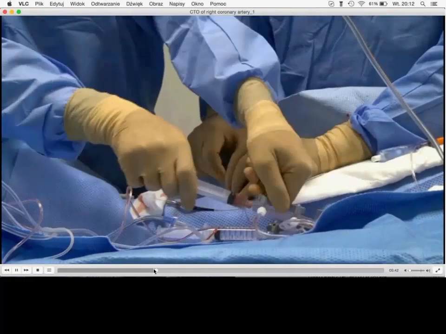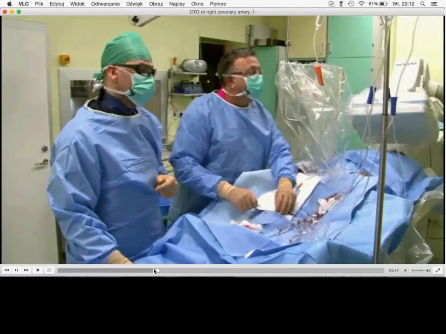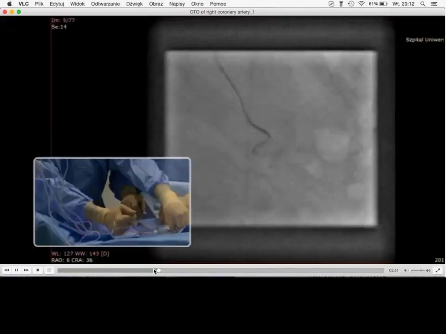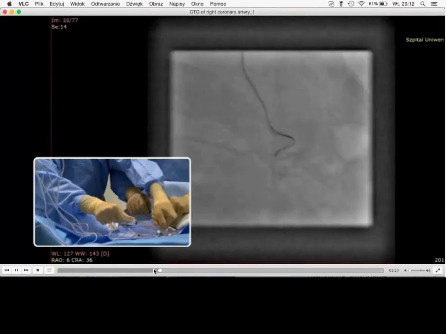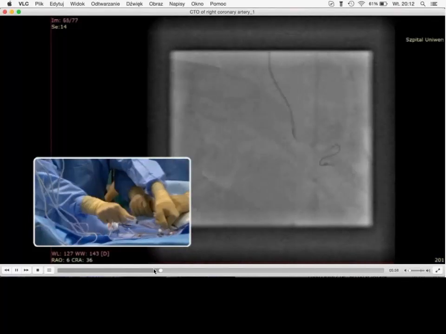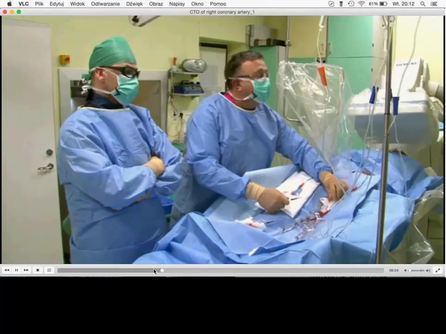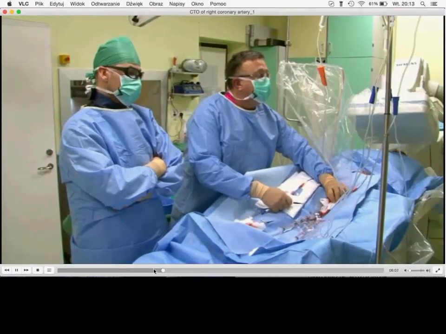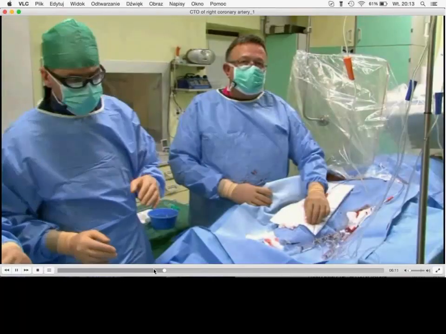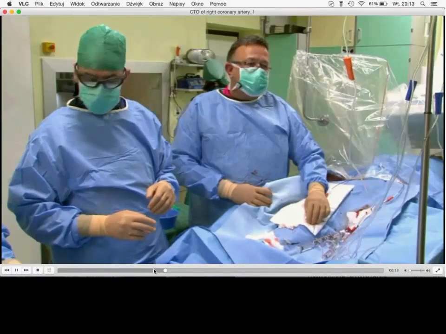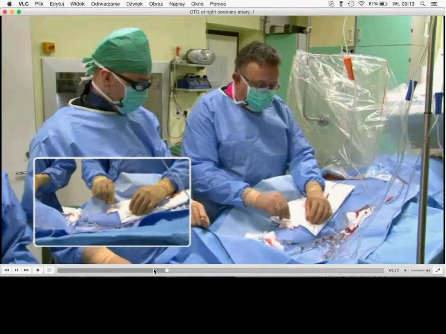We always start, I switch a little bit back, because it was a very tortuous vessel in this case, very tortuous LAD, but the connection was large. But you see how tortuous it is, and this is the passage with the Sion Black wire. It was very easy to pass, but we should remember that sometimes it's better to use the septal connection, because in the case of trouble, dissection or closure of such a big artery, you can go to a very big problem.